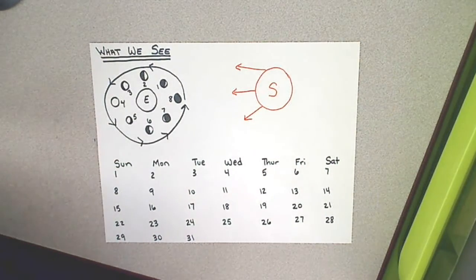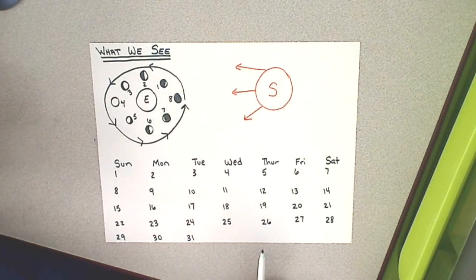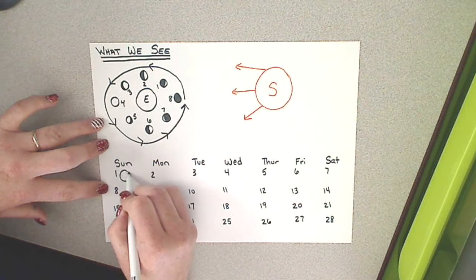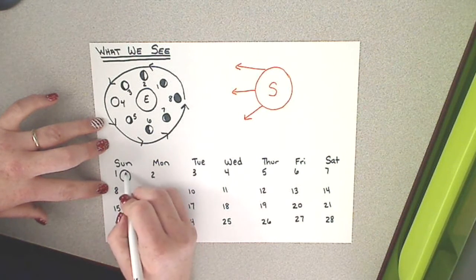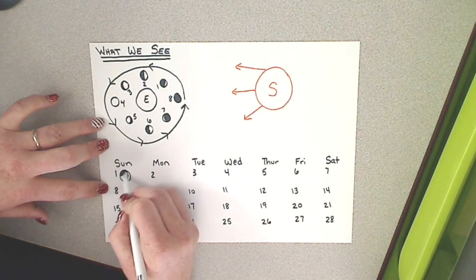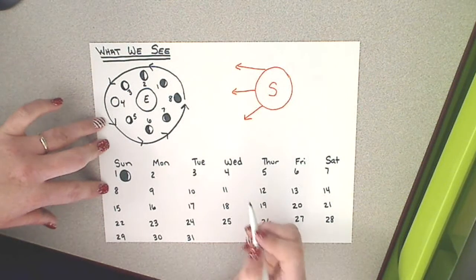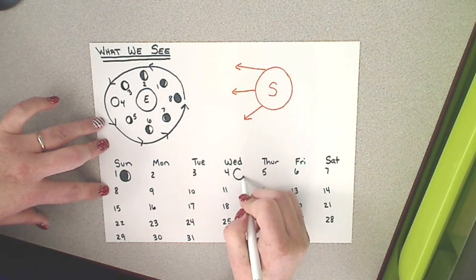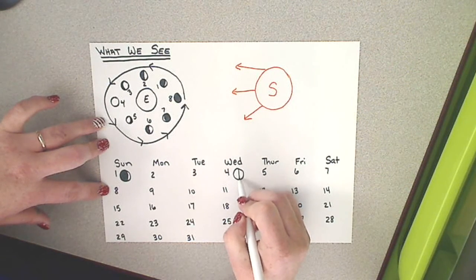Now, I'm going to give you a couple of these, but I challenge you to take this science notebook home each night for the next month. Look up at the night sky when you have a clear night and record what you see. Now, the 1st of December, we should have seen a waxing crescent. So we would have seen just a little bit of that moon. And then by tomorrow, Wednesday the 4th, we should be seeing that first quarter.